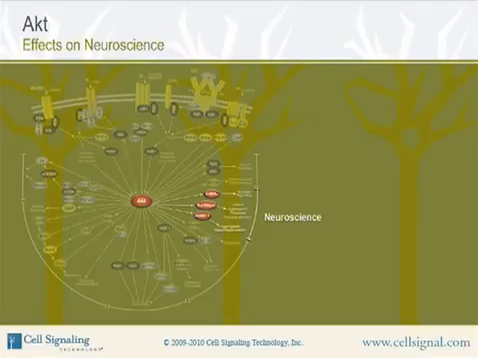Some of AKT's targets in the area of neuroscience are Huntingtin. Huntington's disease is a neurodegenerative disease caused by the accumulation of polyglutamine repeats within the Huntingtin protein. AKT phosphorylates the Huntingtin protein at serine 421, which can partially counteract the toxicity that results from the expanded polyglutamine tract.